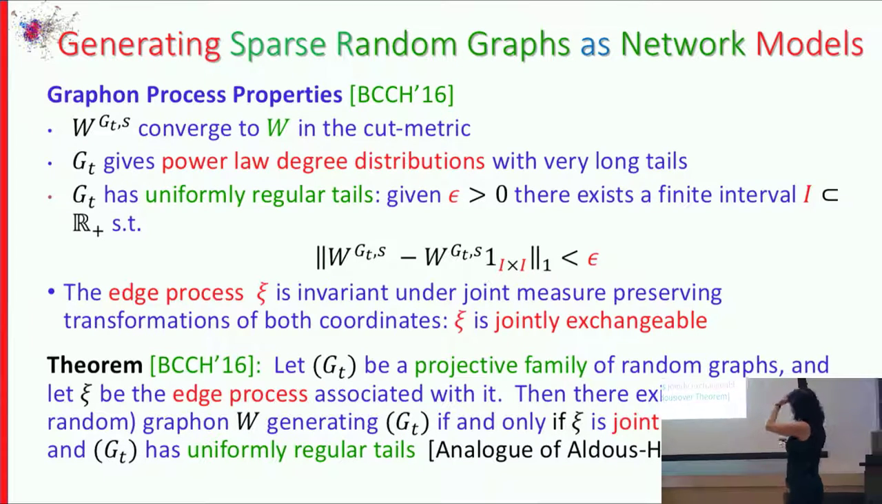So this is the analog of the Aldous-Hoover theorem, that if we have a projective family of random graphs, where the edge process is jointly exchangeable, and this has this nice property, then this is the analog of the Aldous-Hoover if and only if statement. Okay, there has to exist a graphon which generates this if and only if the edge process is jointly exchangeable and has these uniform tails.